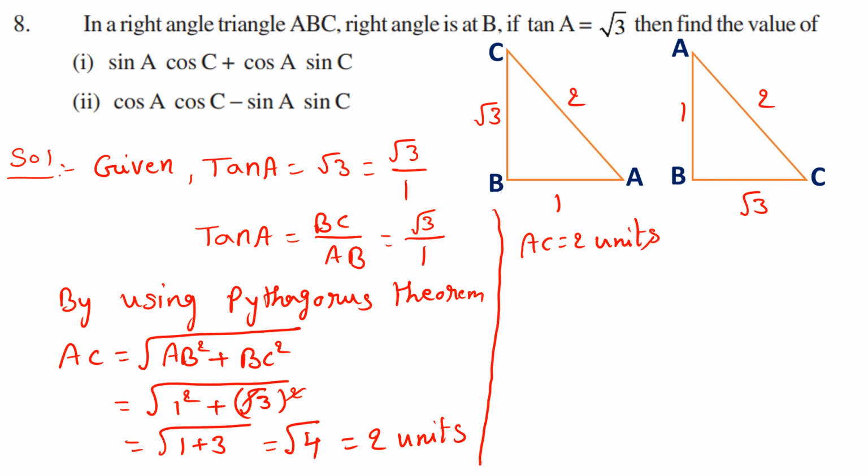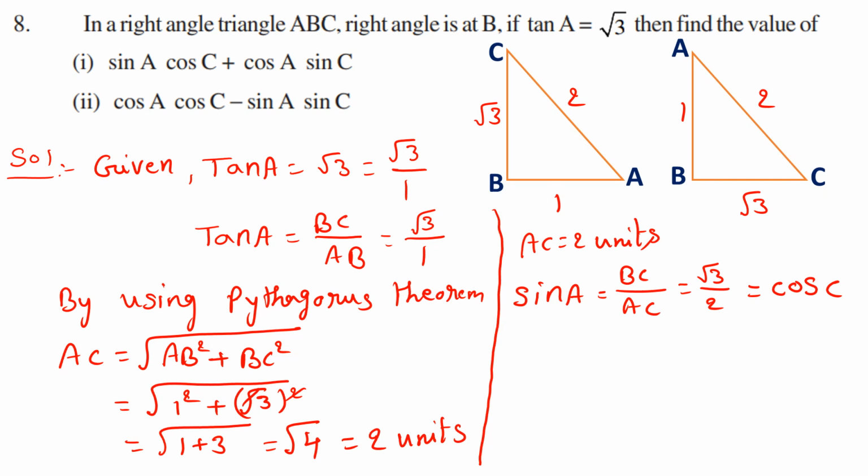Now write sin A here. Sin A equals what? Sin A equals BC by AC, that equals root 3 by 2. Root 3 by 2, right? So that equals cos C. Cos C is also the same here. So that is root 3 by 2, BC by AC. That is also, right?